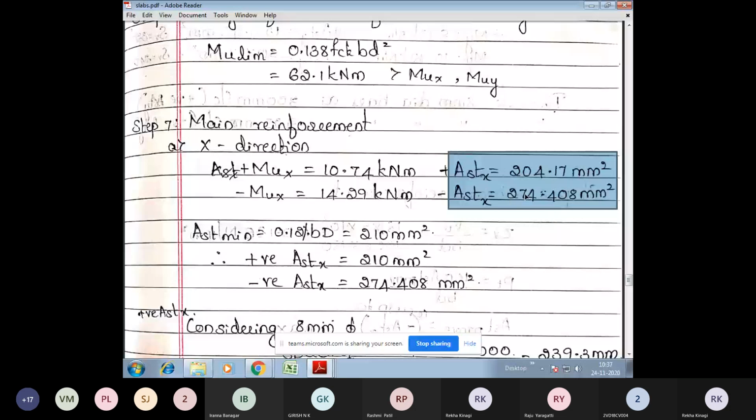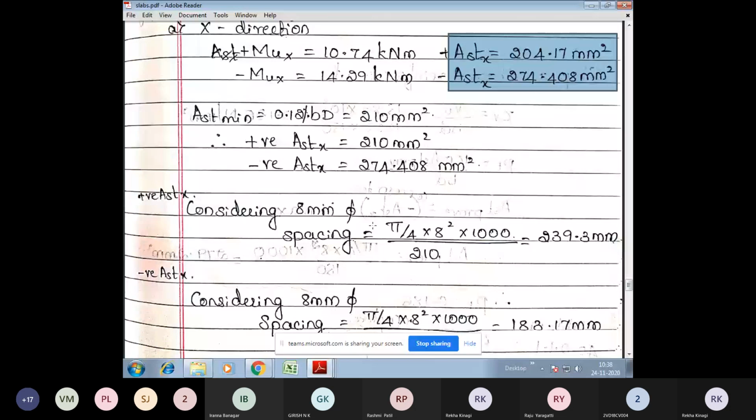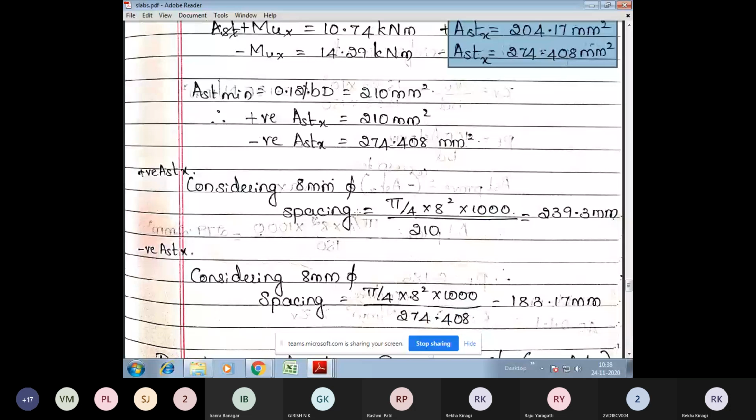Now, once we are done with AST minimum calculation, the next thing is to proceed with positive ASTX reinforcement. We can consider the diameter of the bar as 8 mm or 10 mm depending upon the amount of reinforcement. Here we have considered 8 mm bars. Considering 8 mm bars, the spacing is to be calculated, that is cross-sectional area of one bar divided by ASTX into 1000, that is 1 meter span. The spacing will be 239.3 mm. And in a similar way for the negative ASTX, it will be 183.1 mm.